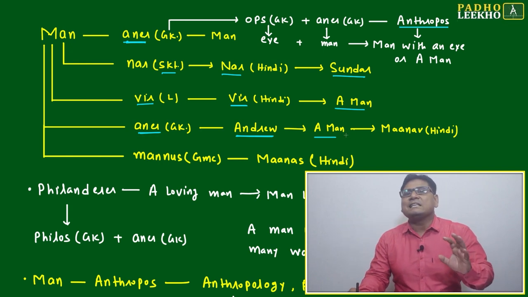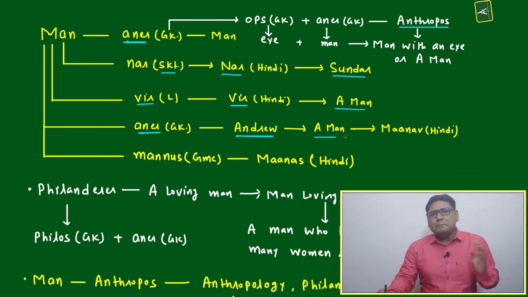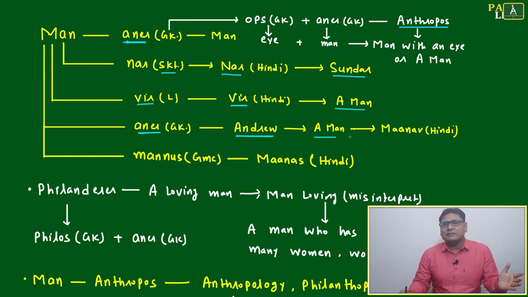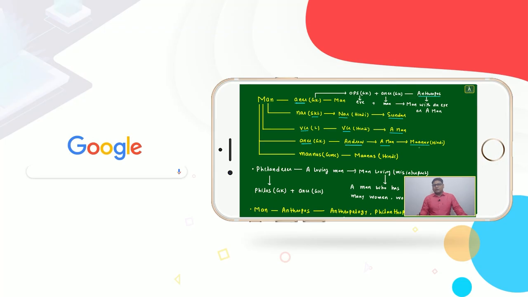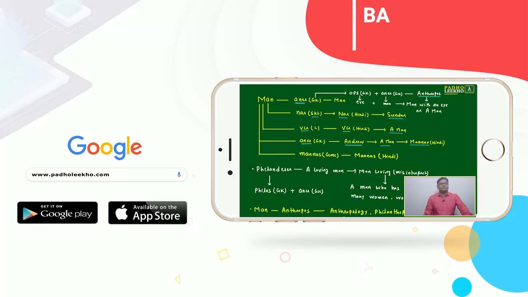If we say any person's name is Andrew, the meaning is a man. It is not a name itself. It is just a man. Or you can say Manav. Manav also has come from this one. Another word is Germanic, that is Manas, or based on that a Hindi word has come.